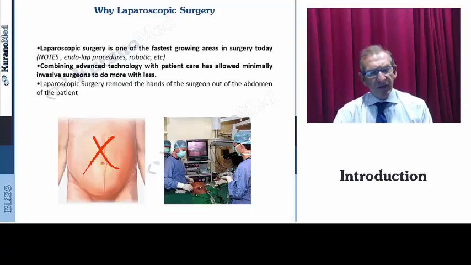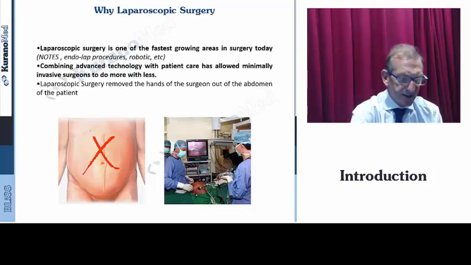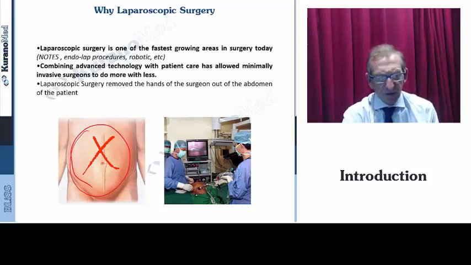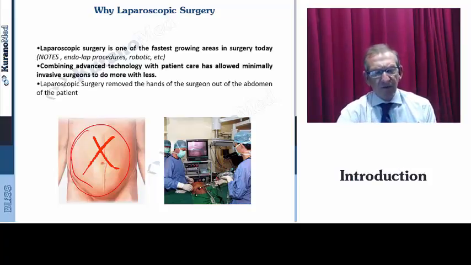And as the main benefit, we can say that laparoscopic surgery removes the hands of the surgeon out of the abdomen of the patient. You can see this is a big laparotomy in the past. Today everything can be done with a 5 to 12 millimeter scar or even smaller.